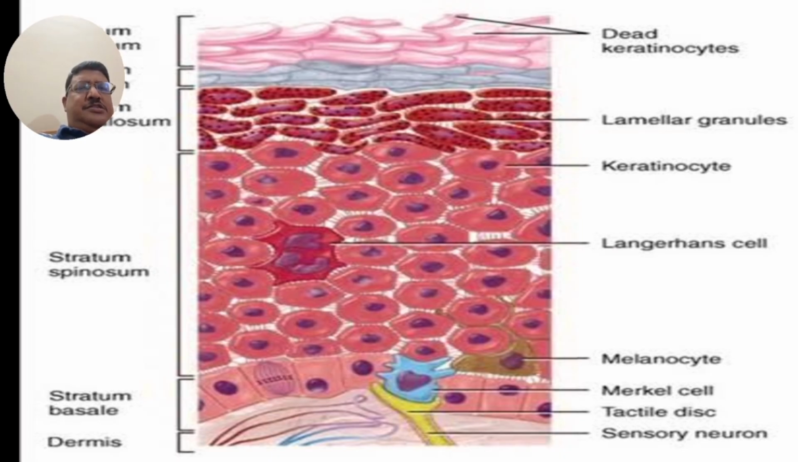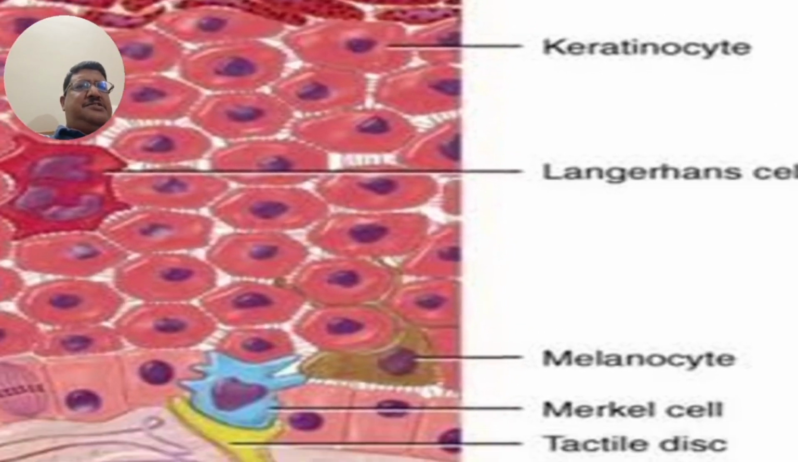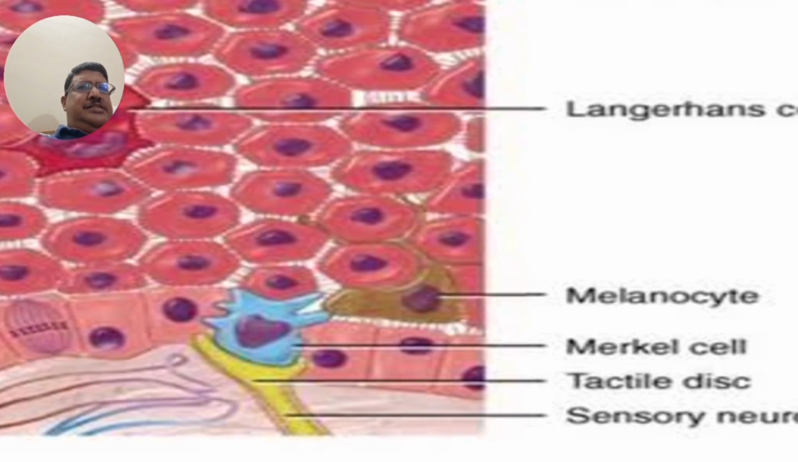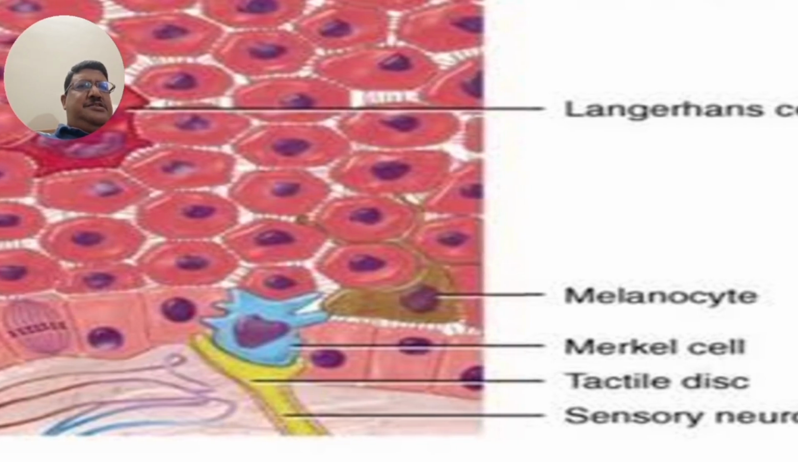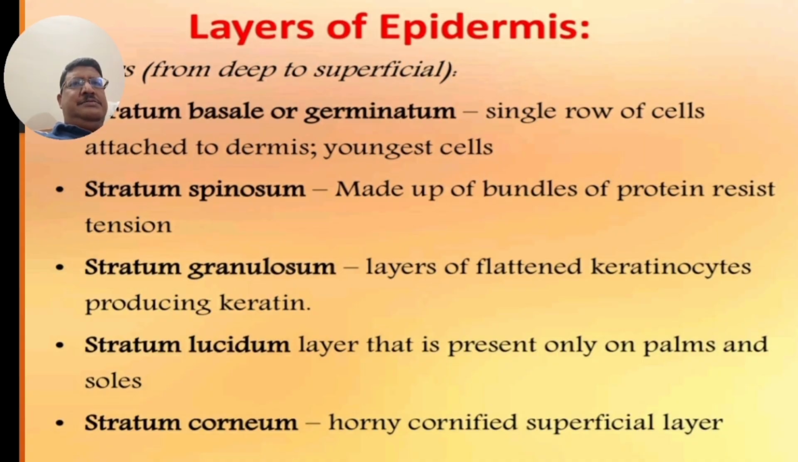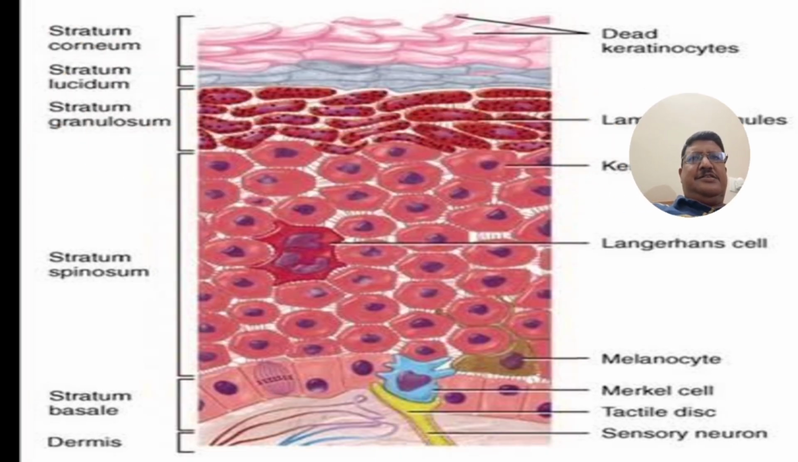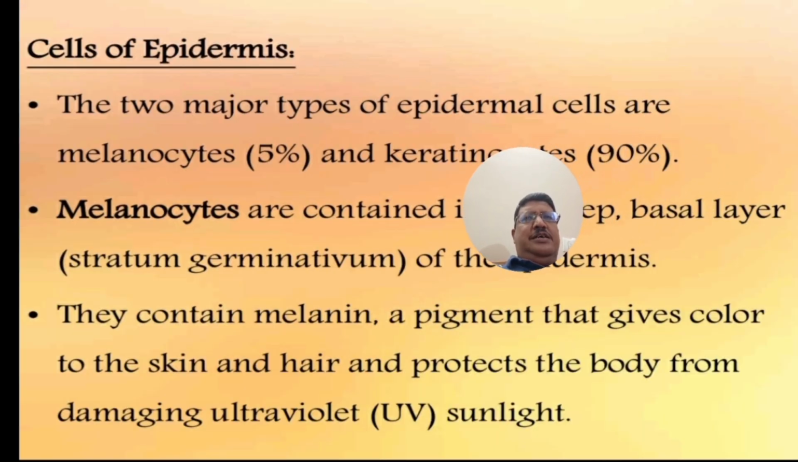So this is the structure of the layers of the epidermis, that is keratinocyte, Langerhans cells, melanocyte, Merkel cells, tactile disc, sensory neuron, and these are the layers: stratum corneum, stratum lucidum, stratum granulosum, stratum spinosum and stratum basale. So these are the layers of the epidermis.